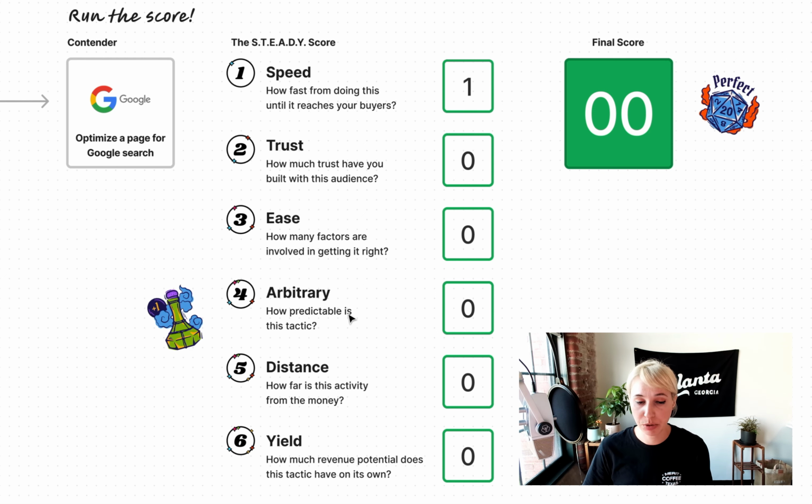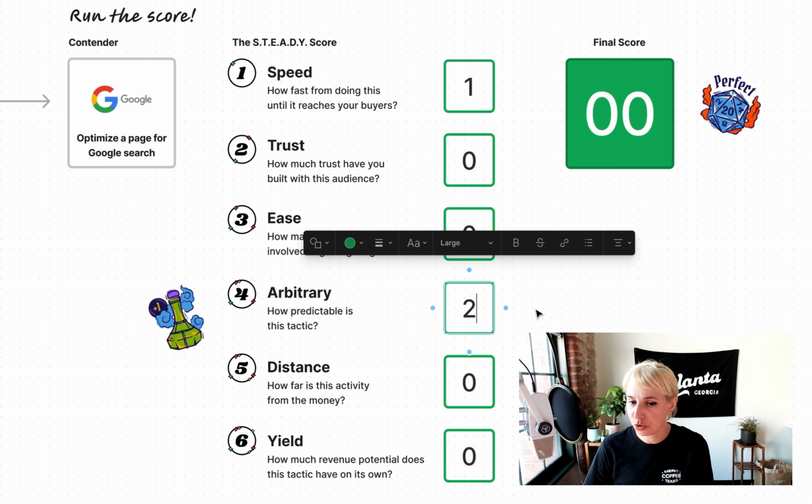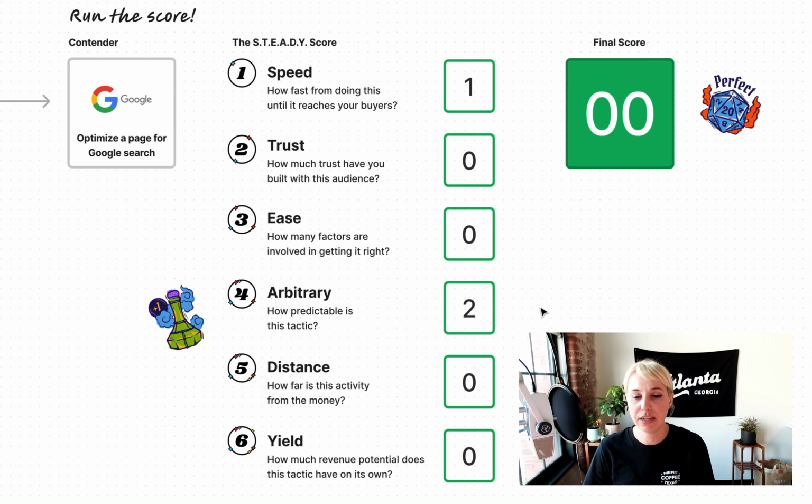Arbitrary. How predictable is this tactic? Now, while it's really hard to get Google right, it's not that arbitrary. There are a lot of plays that are really clear that will win Google search rankings. So I'm gonna give this a 2. I think that there is enough clarity in this space that if you want to learn SEO, you can, and it can become fairly predictable.